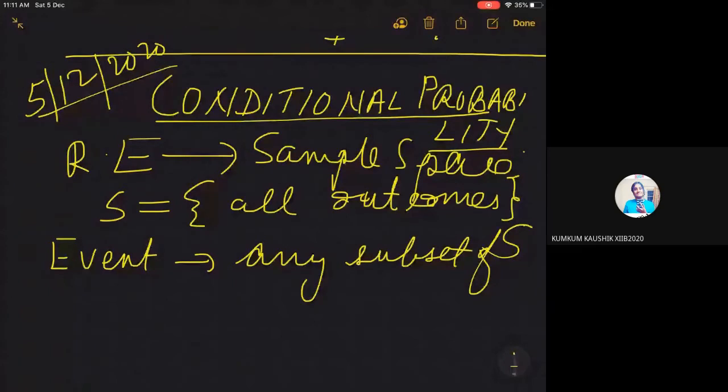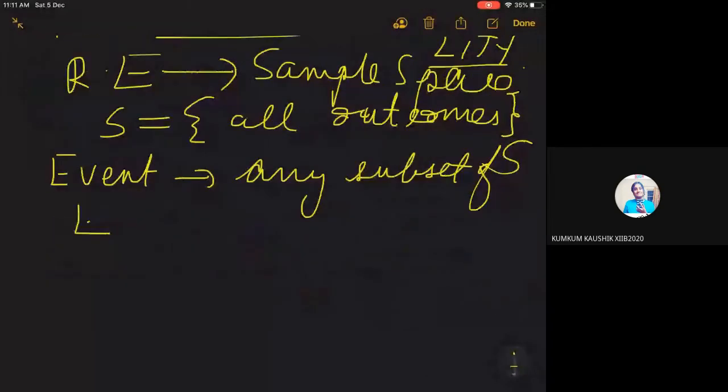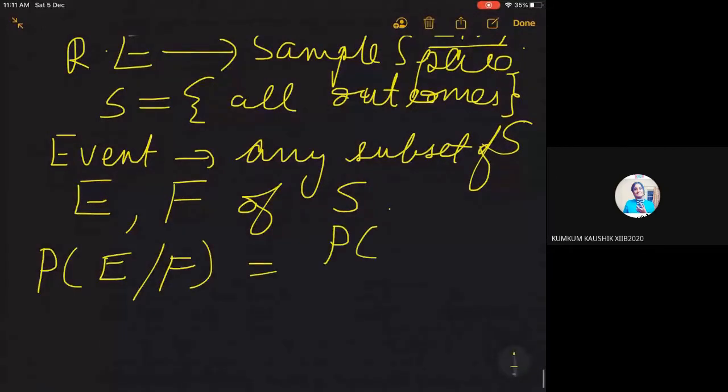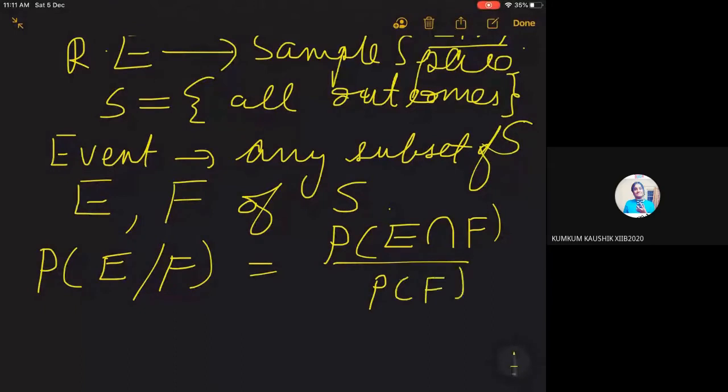Any subset of the sample space is called an event. And what we learned in the last class is, suppose we have two events E and F of the random experiment, or as subsets of the sample space, then the probability of E given F is equal to P of E intersection F by P of F. So on the left hand side, what I've written is a conditional probability, with the condition that the event F has already happened, then what is the probability of E? Here F is taken as the condition.